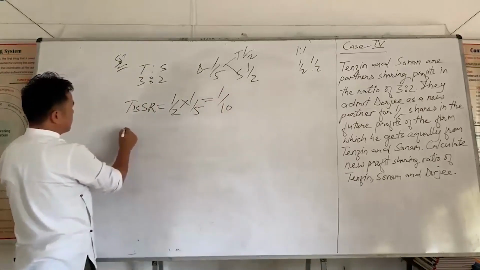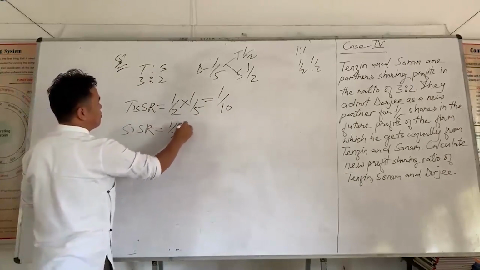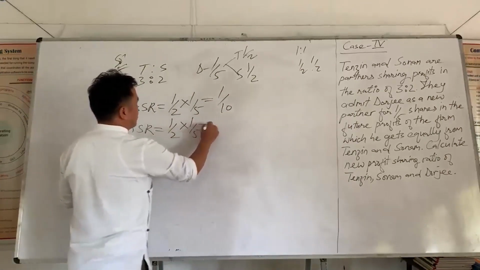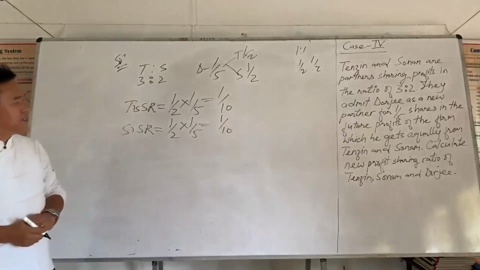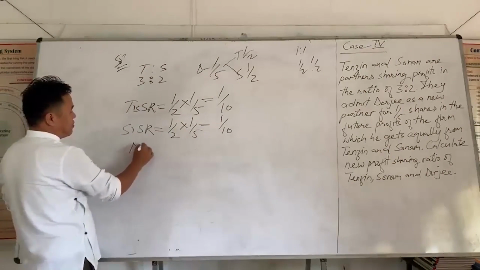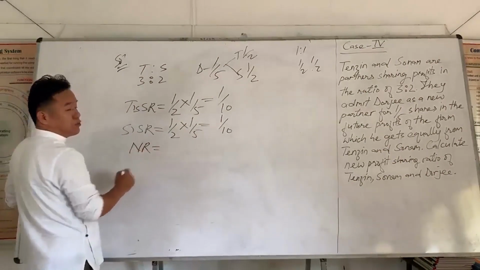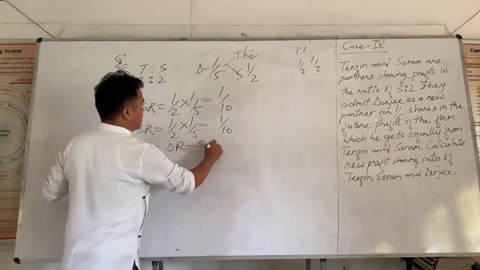Now, what is the sacrifice ratio of S, Sonam? S's sacrifice ratio is equal to again half of 1/5. How much did we get here? 1/10. Since we have got the value of the sacrifice ratio of the old partners, we can apply the formula of new ratio.